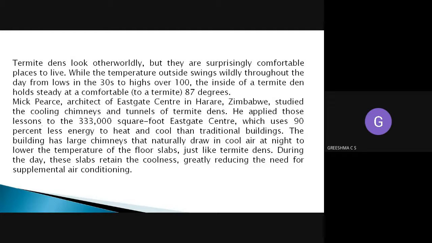Okay, this is done in Zimbabwe by an architect called McPherson. He got a lot of awards for this building. From the termite den, in a similar way, he has made a building, and this building is able to maintain a cool temperature inside. That is, he has actually insulated the building.